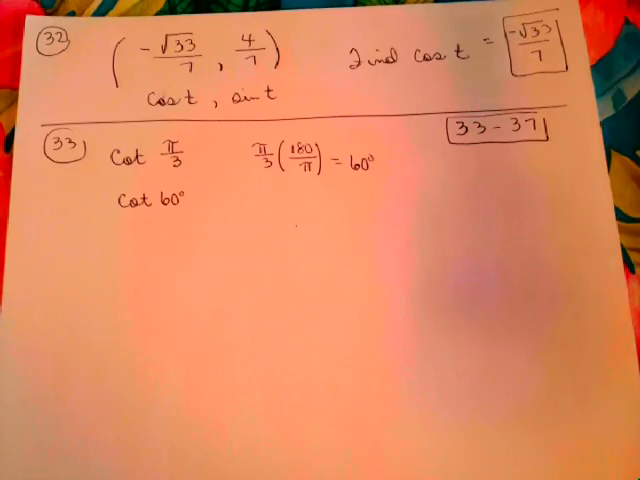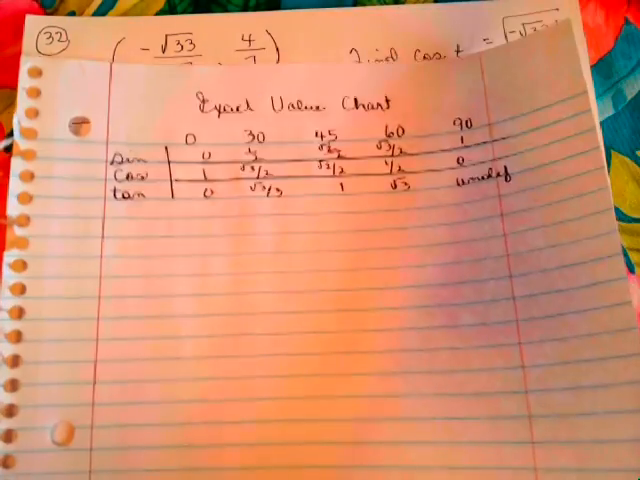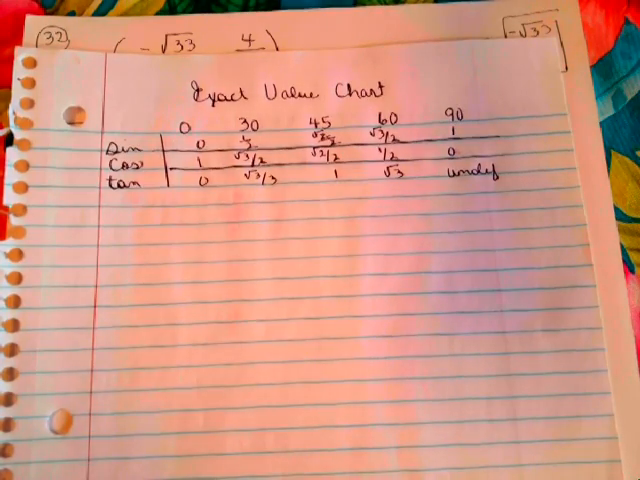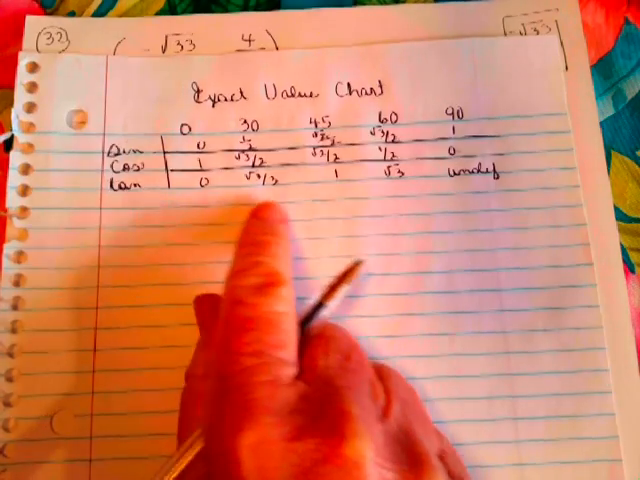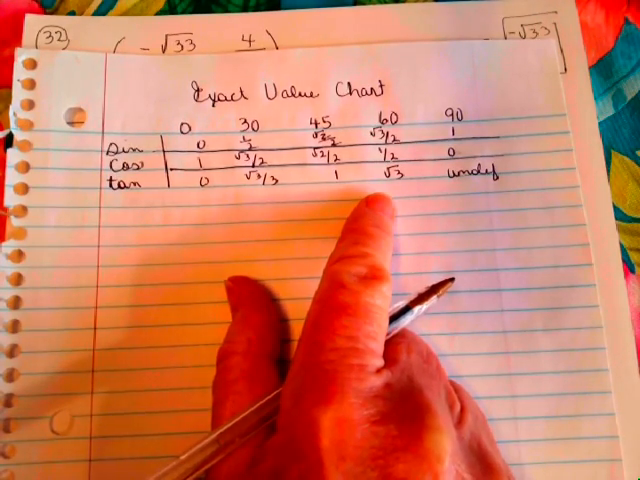Y'all, I just love using the exact value chart. You will have your unit circle given to you. If you want the exact value chart, you're going to have to write it down when you get your test so that you got it in front of you. I find the tangent of 60 degrees is the square root of 3.